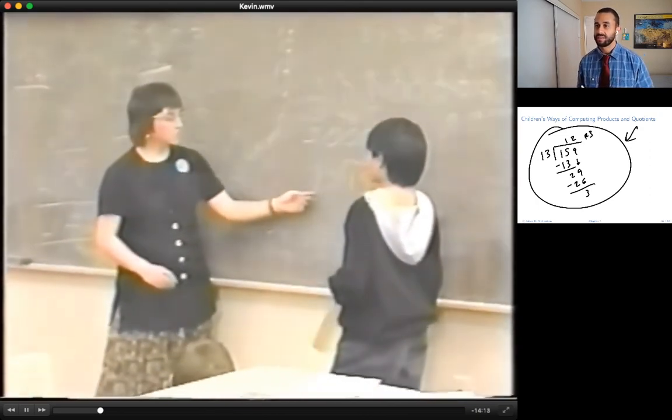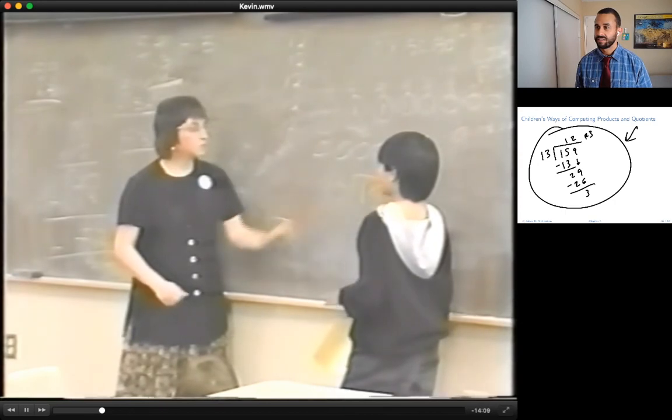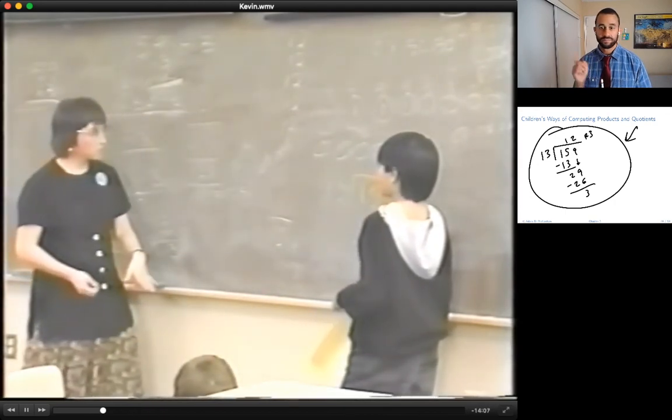Thinking about this, you said that 13 couldn't divide 1, right? Because 1 was smaller. 1 was smaller. Okay.